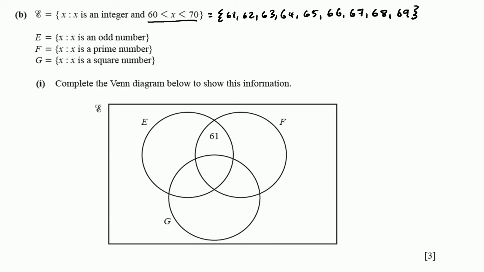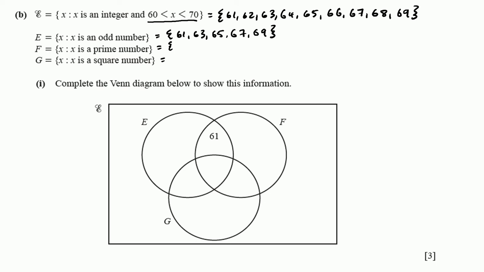Now E, F, and G, I'm going to make lists for those based on the numbers in the universal set. Odd numbers from this set: 61, 63, 65, 67, and 69. Prime numbers from this set. Wow, that's quite difficult. Remember what I told you before about the prime numbers test? If you think a number is prime, and of course all the odd numbers might come across as candidates for being prime numbers, you want to type it into your calculator and use that prime number decomposition.